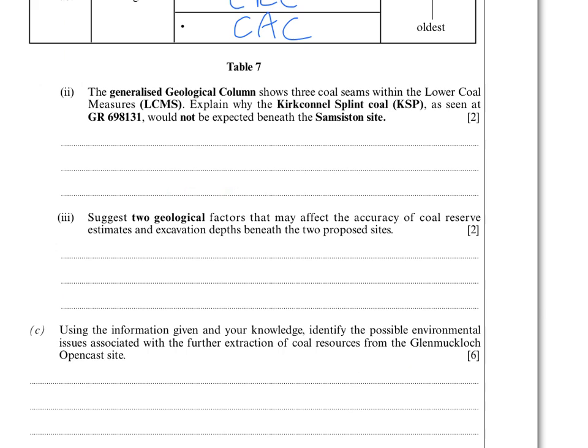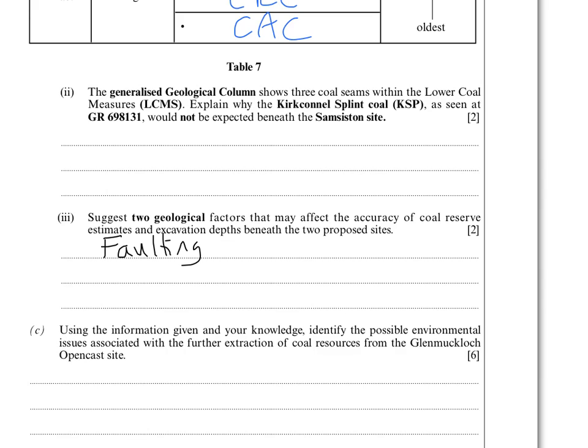The next part just suggests 2 geological factors. You only have to name the factors, it's only a suggestion, you don't have to explain them or anything. But two factors that may affect the accuracy of coal reserve estimates. So what factors might affect their knowledge of how thick the coal reserves are? The simplest thing is, well, if the rocks are faulted, that could disrupt the beds, so that could upset the accuracy of the coal reserve prediction.